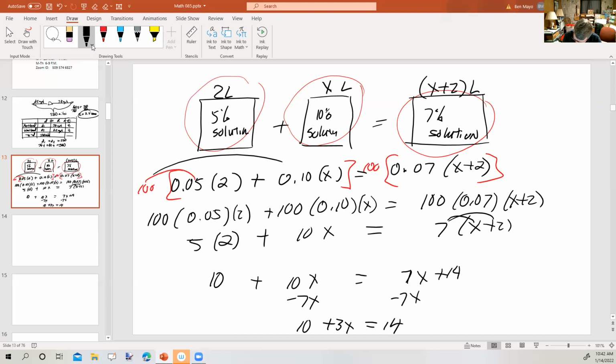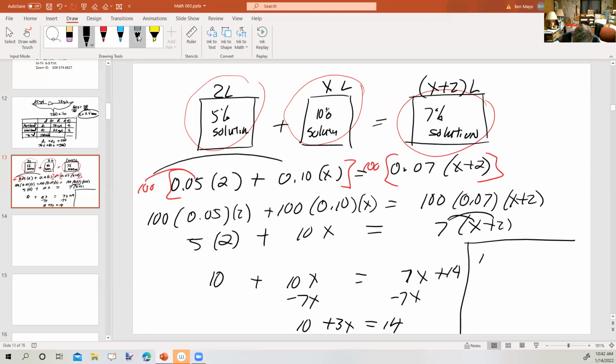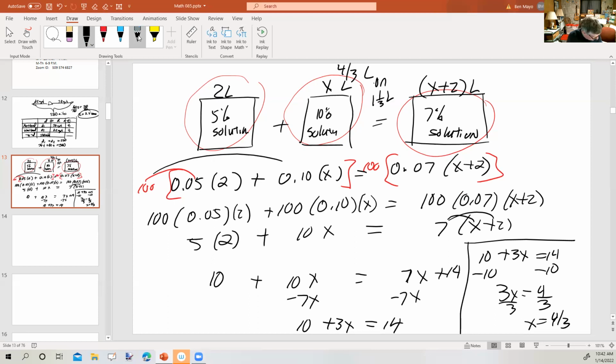Okay. I'm going to take that and rewrite it. Well, maybe I can just put it right here. 10 plus 3X equals 14. I'll subtract 10. 3X equals 4. Divide by 3, X equals 4/3. So this would be 4/3 liters, or 1 1/3 liters.